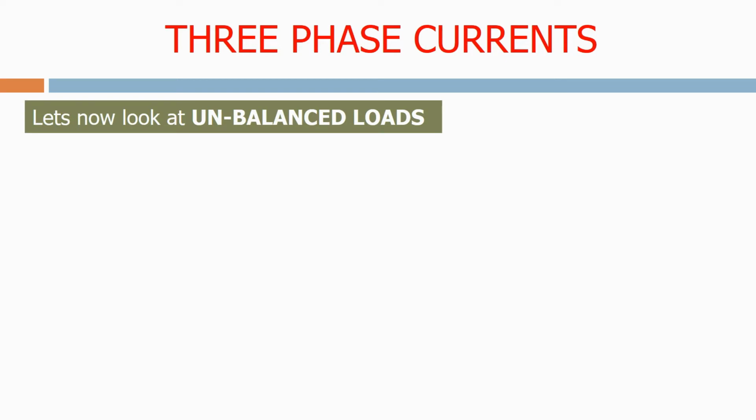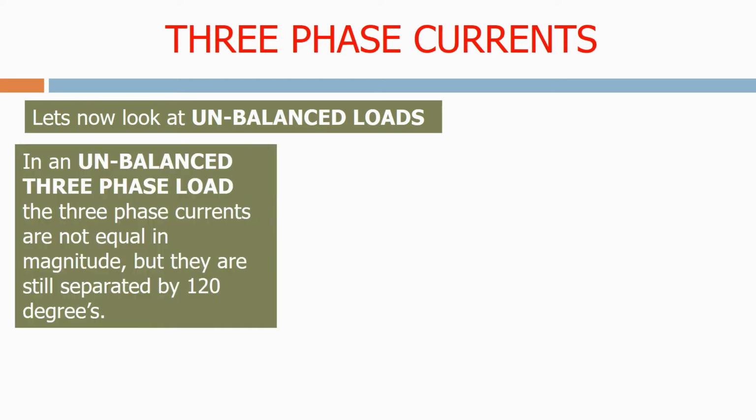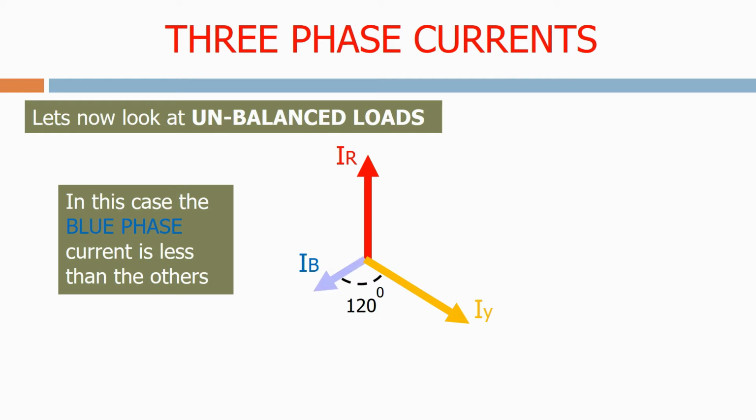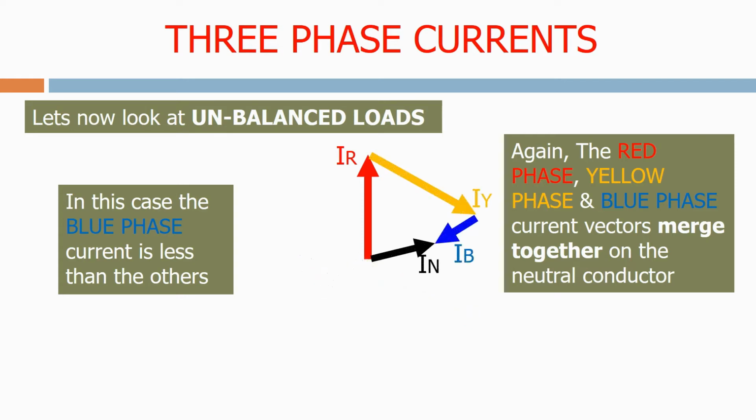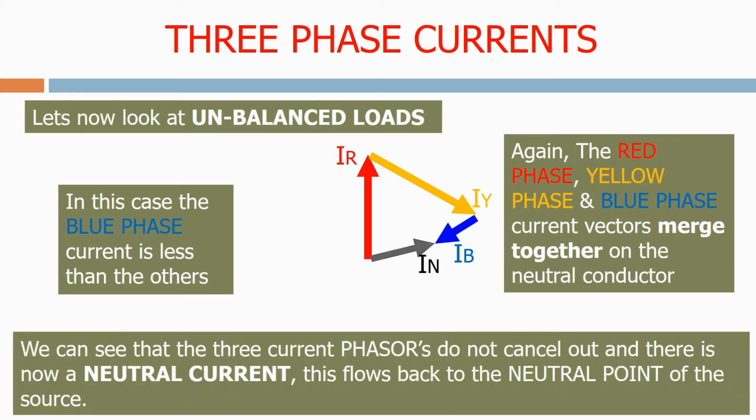Let's now look at unbalanced loads. In an unbalanced three-phase load, the three-phase currents are not equal in magnitude, but they are still separated by 120 degrees. In this case, the blue phase current is less than the others. Again, the red phase, yellow phase, and blue phase current vectors merge together on the neutral conductor. We can see that the three current phases do not cancel out, and there is now a neutral current. This flows back to the neutral point of the source.